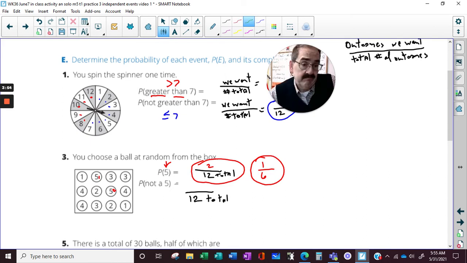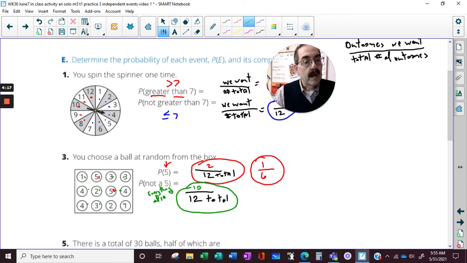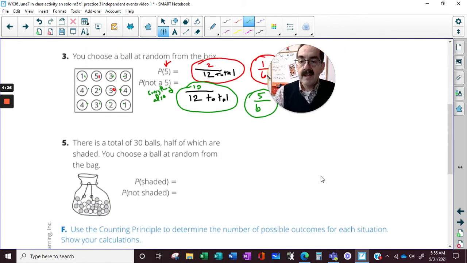Probability not a 5. Everything else. If you write that, partial credit. Everything else. So if there was 2 that worked, 1, 2, 3, 4, 5, 6, 7, 8, 9, 10. 10 out of 12. Done. Again, push yourself on simplifying. Half of 10 is 5. Half of 12 is 6. Good. Let's keep moving.